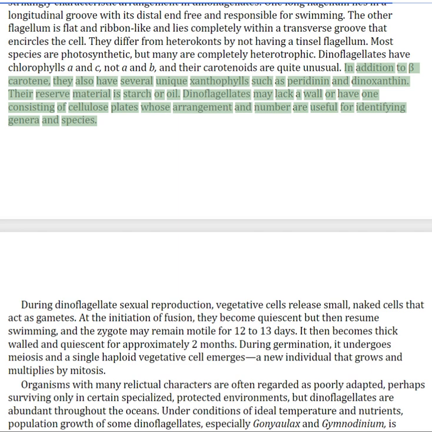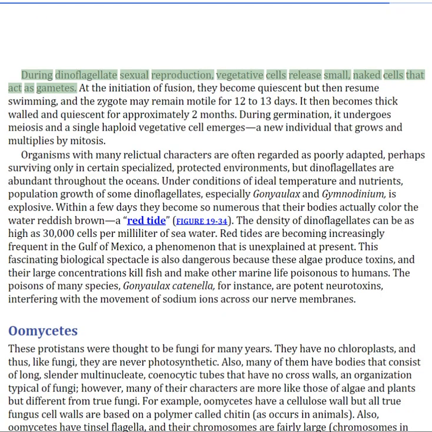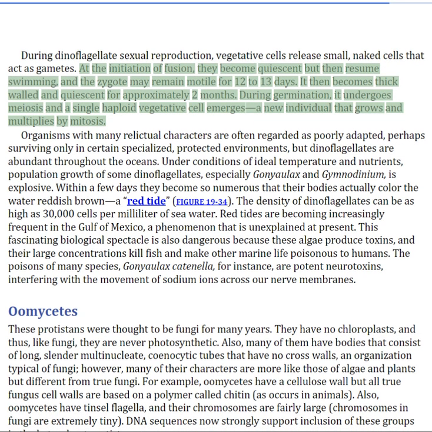Dinoflagellates may lack a wall or have one consisting of cellulose plates whose arrangement and number are useful for identifying genera and species. During dinoflagellate sexual reproduction, vegetative cells release small, naked cells that act as gametes. At the initiation of fusion, they become quiescent but then resume swimming, and the zygote may remain motile for 12 to 13 days. It then becomes thick-walled and quiescent for approximately 2 months.